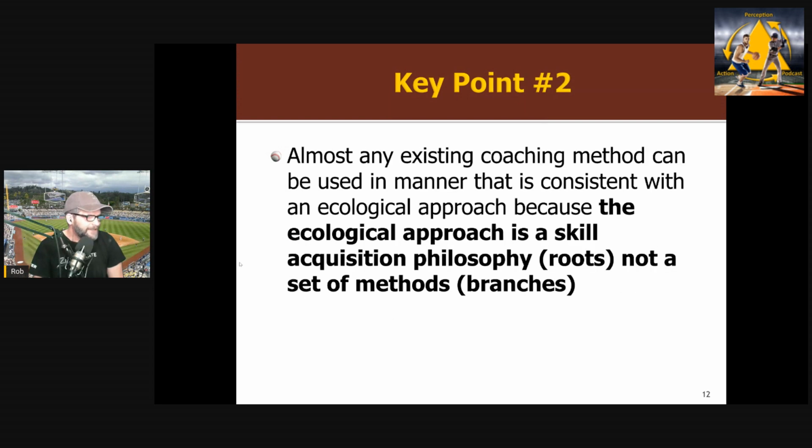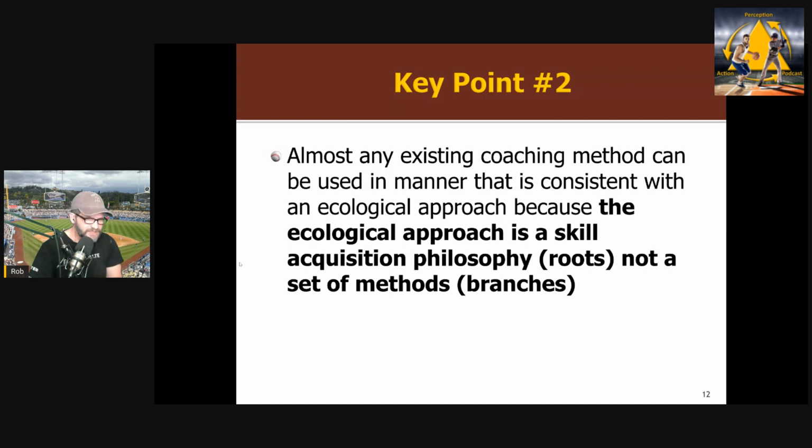The second point I would make is that this idea of the reduced toolbox is not correct, right? Almost any existing coaching method can be used in an ecological manner, right? Because it's defined by its purpose. I've talked about imagery on the podcast lately in terms of the ecological view. I'm going to have a journal coming up where we talk about demonstration and observational learning. You can use those to help a person self-organize rather than use them to give a particular technique, right?